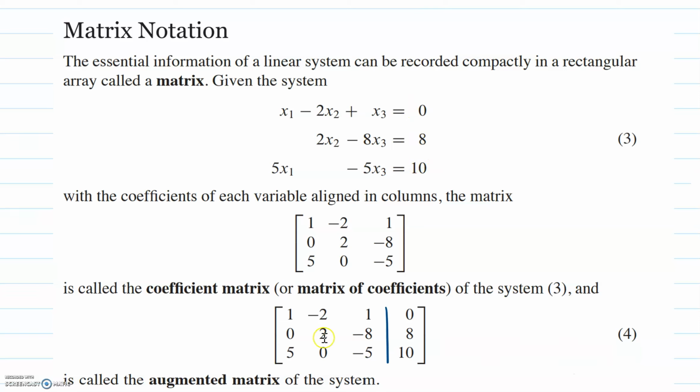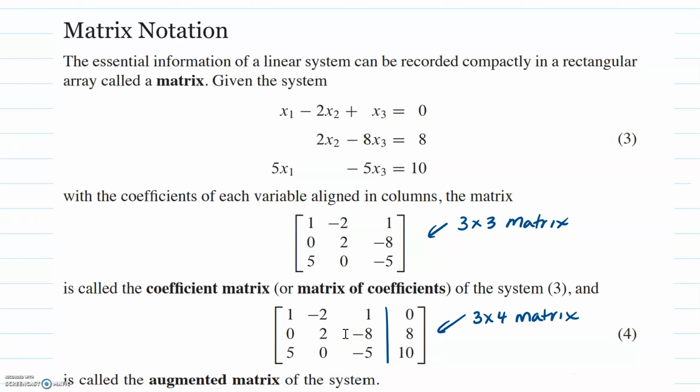This augmented matrix is a 3x4 matrix. It's called a 3x4 since it has 3 rows and 4 columns. The first number here is always represented by the rows, whereas the coefficient matrix is a 3x3.